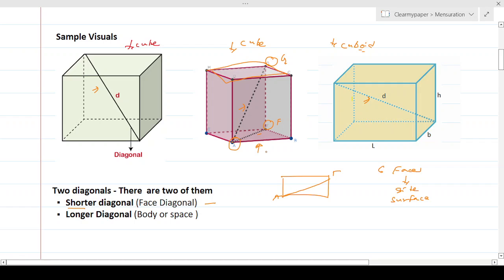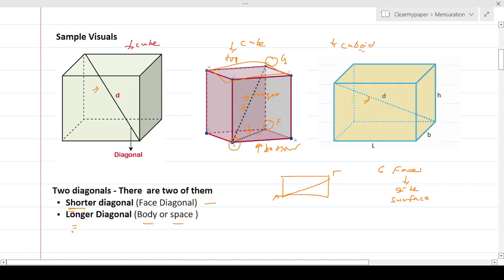So this is the bottom, and this is the top. Whenever we join a diagonal like this across two opposite surfaces, that's called a longer diagonal. And as you can see from the visuals, this diagonal's length will be longer than this one. This is also called the body or space diagonal because it cuts across the body, or the space, giving it a three-dimensional image. So just remember the shorter diagonal and the longer diagonal.